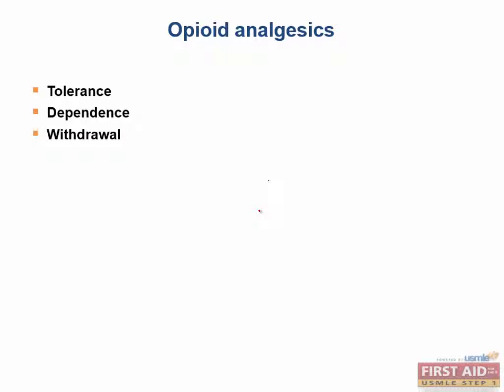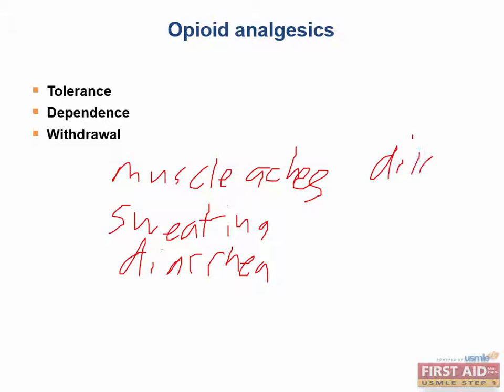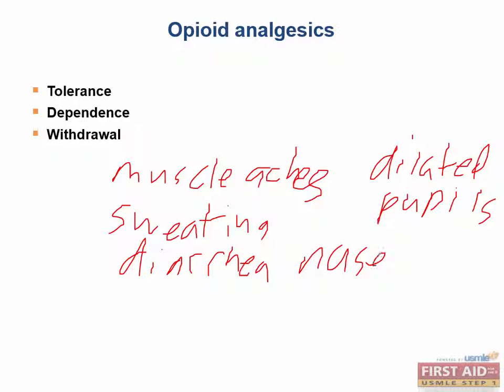Because remember, if the patient does become dependent on opiates, then abrupt discontinuation, such as when they're discharged from the hospital, can lead to a host of withdrawal symptoms that would include muscle aches, sweating, diarrhea, dilated pupils, and of course, nausea and vomiting.